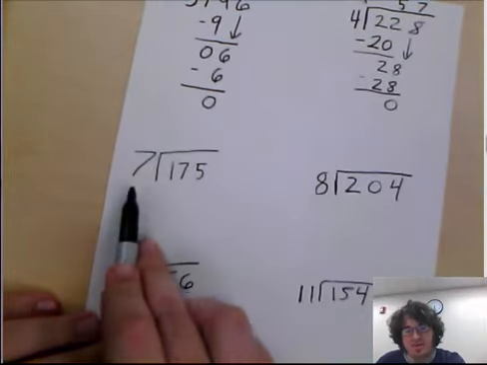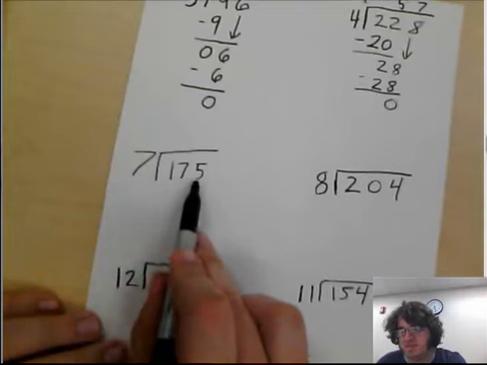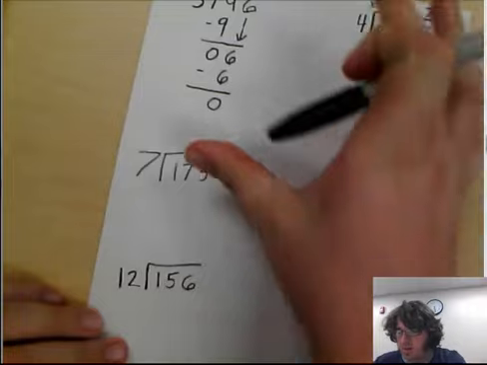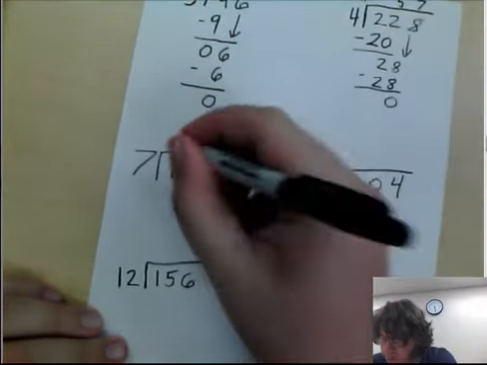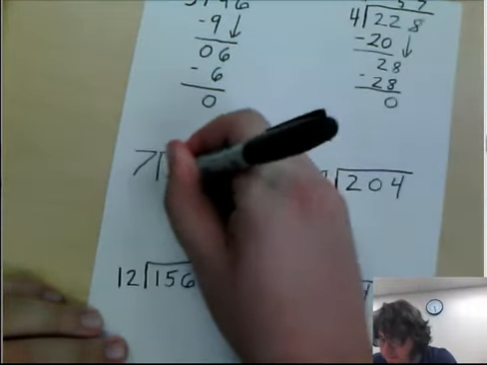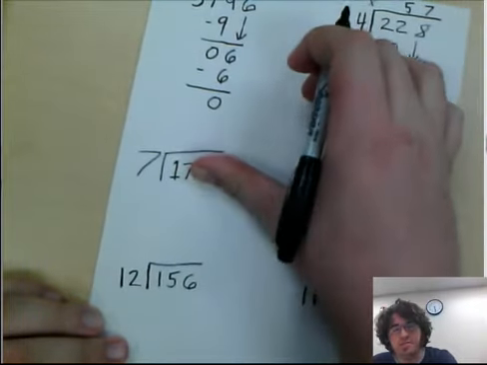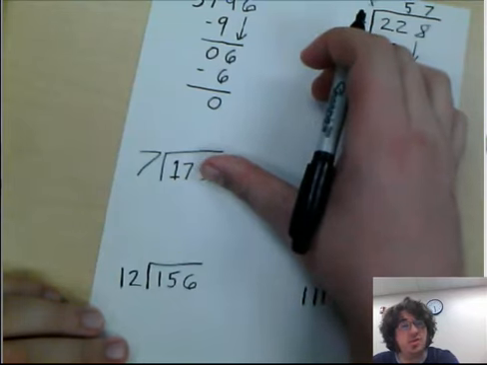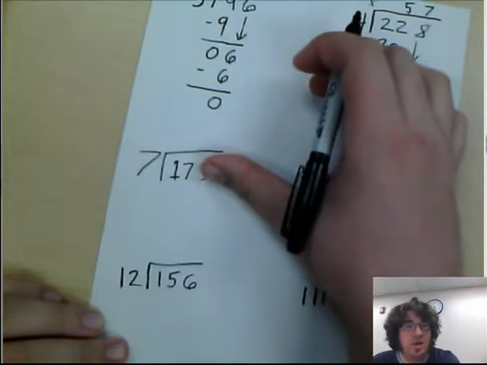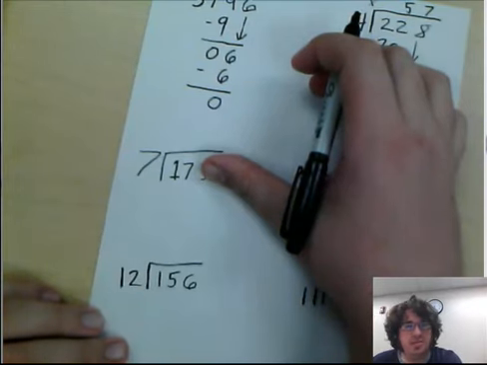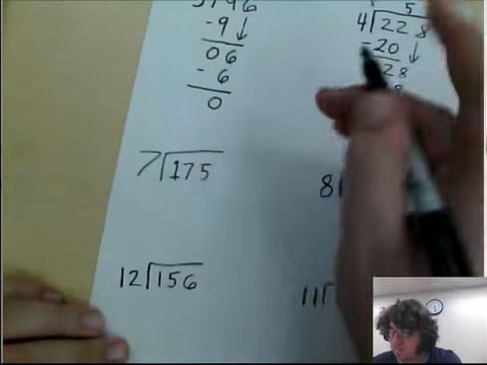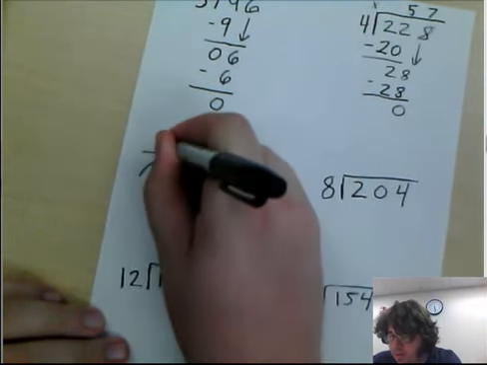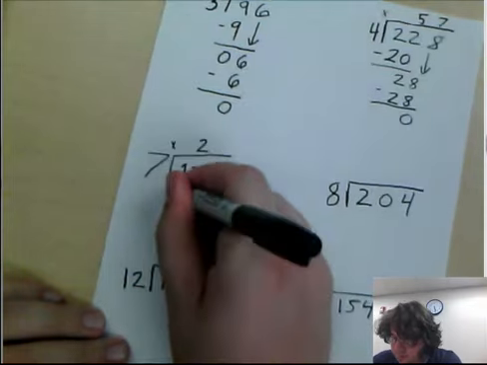Alright, our next one, 7 goes into 175. 175 divided by 7, same thing. Okay, look at the first digit that I come to, and that's a 1. Well, can 7 go into 1? No, it can't. So I need to go to the next number. Does 7 go into 17? Yeah, it does. Okay, how many times can it go into 17? Well, it can only go in twice, because 2 times 7 gives me 14.